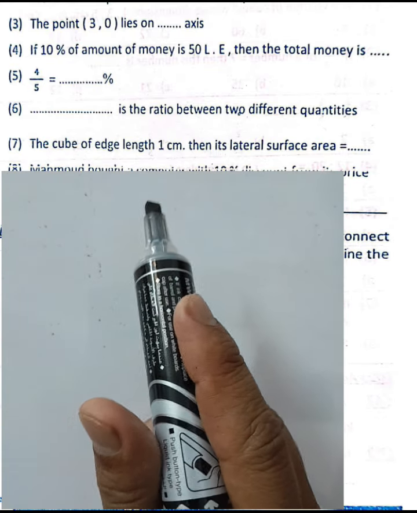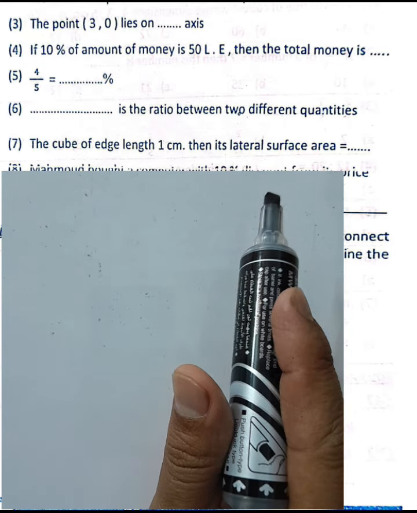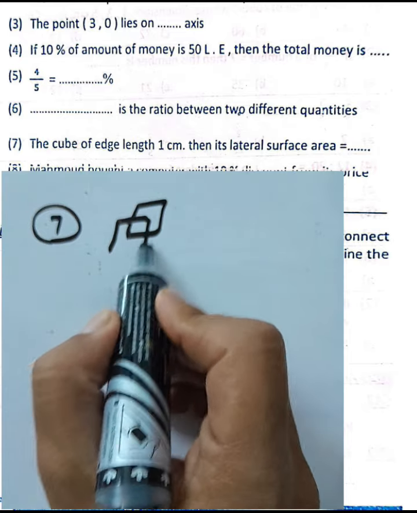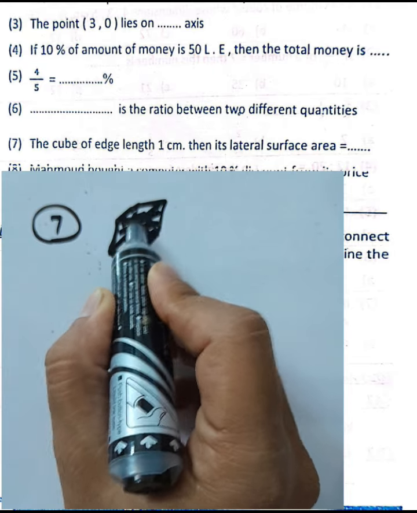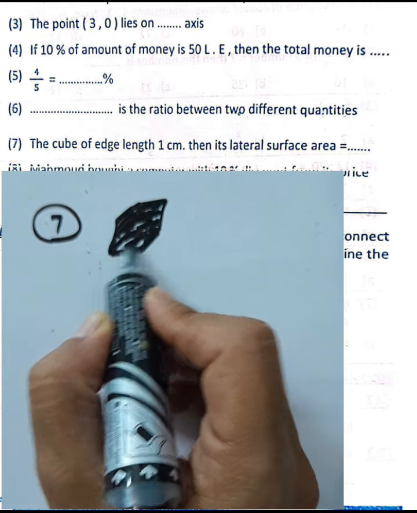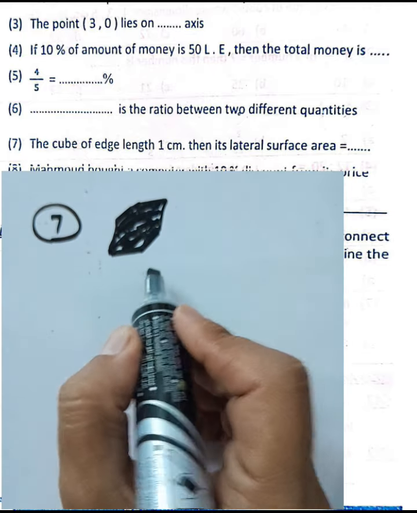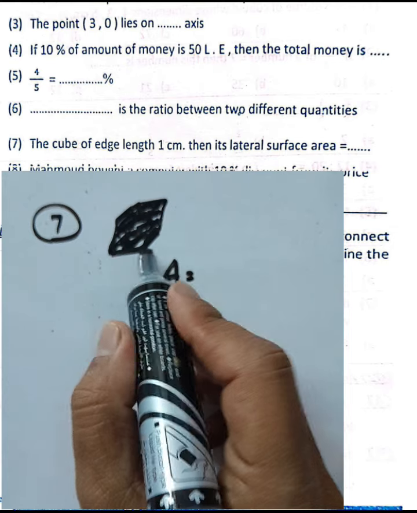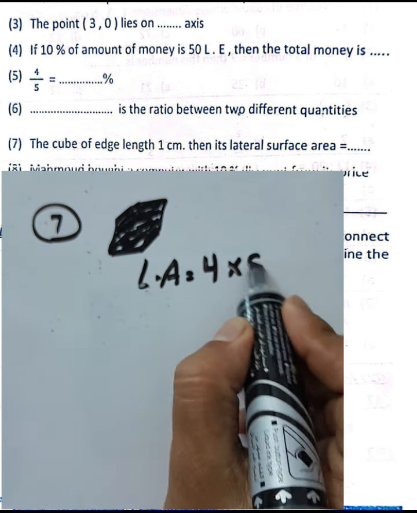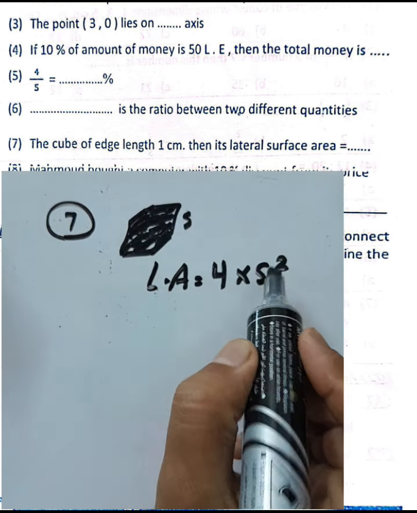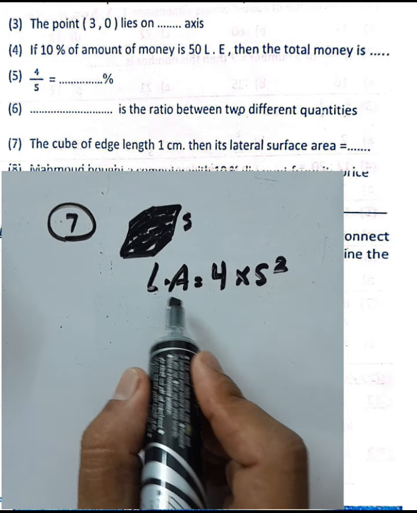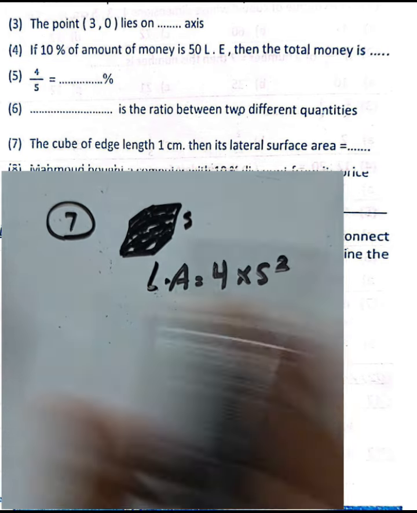Question number 7. The cube edge length is 1 centimeter and the lateral surface area equals what? Okay, he wants to find the lateral area of the cube. The cube has four squares at the lateral. Then the lateral area of the cube will be 4 times s power 2. S here refers to the side, and s power 2 is the area of one face.